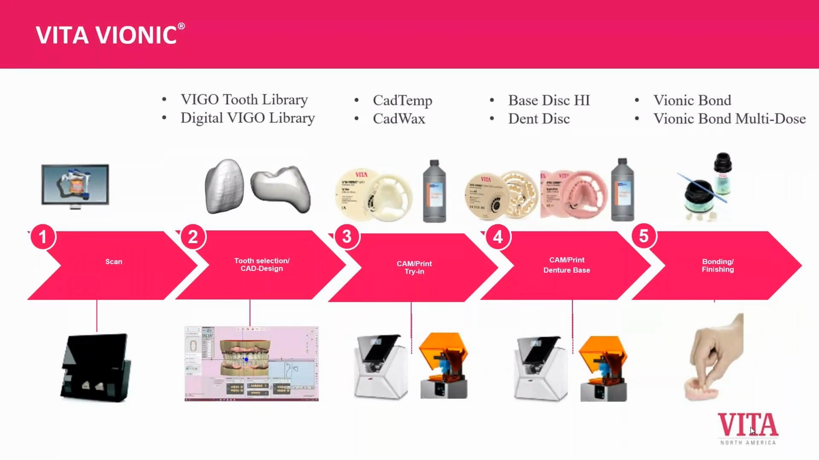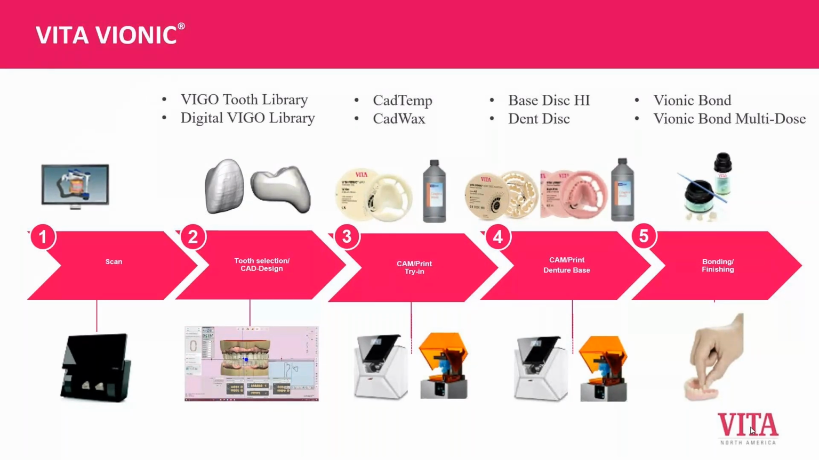Vionic is the umbrella name that we are using for all of our digital denture offerings, or all our digital offerings as far as the digital workflow. So you might see the VITA Vionic Bond or the VITA Vionic Vigo. That's what that means, and then each individual piece is named for itself.